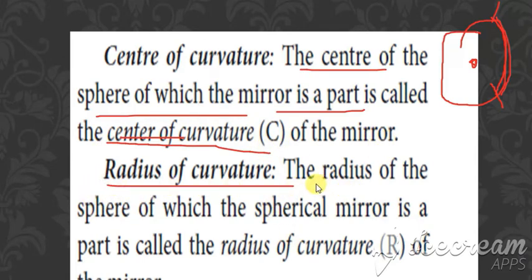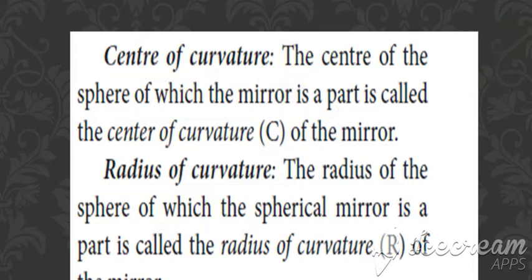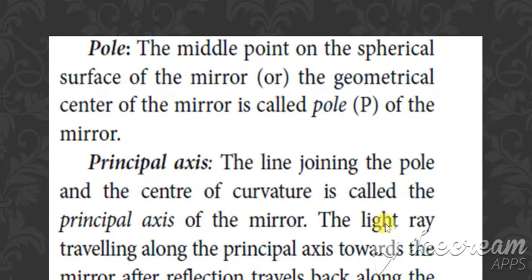Next is the radius of curvature. The radius of curvature is the radius of the sphere of which the spherical mirror is a part. The center of the sphere is the center of curvature, and the radius of the sphere is the radius of curvature. We describe both with the help of the sphere. Clear?